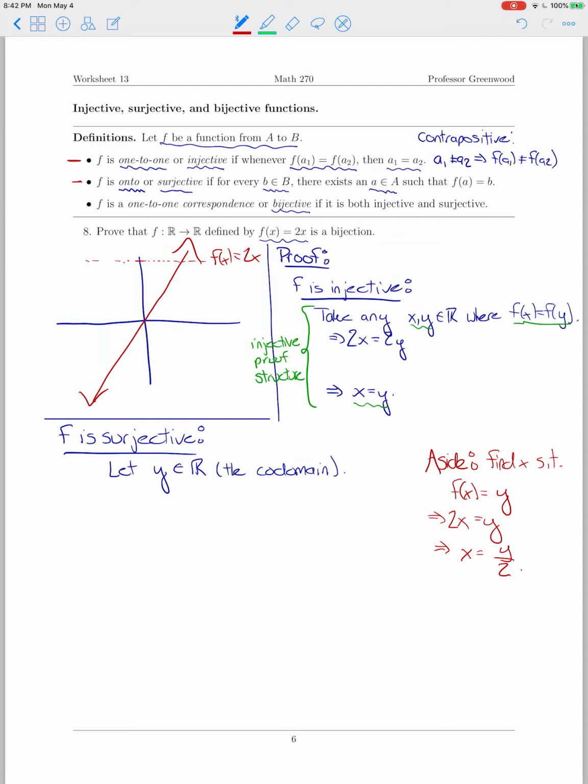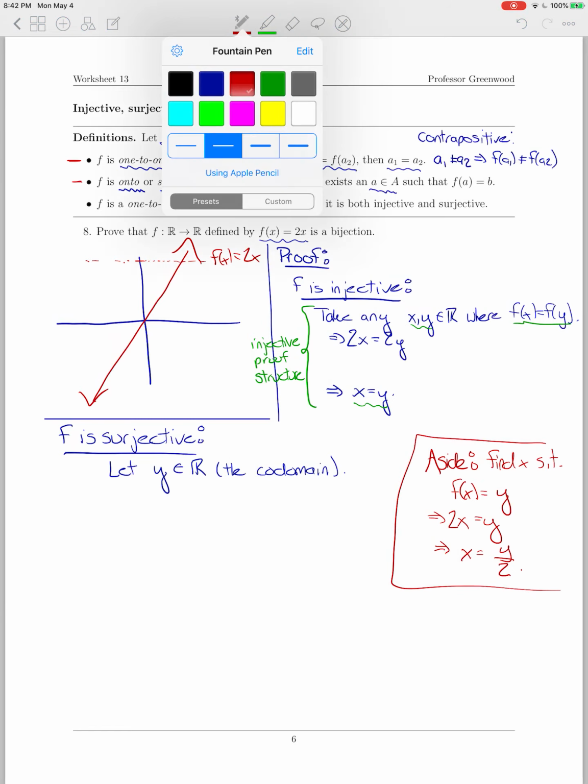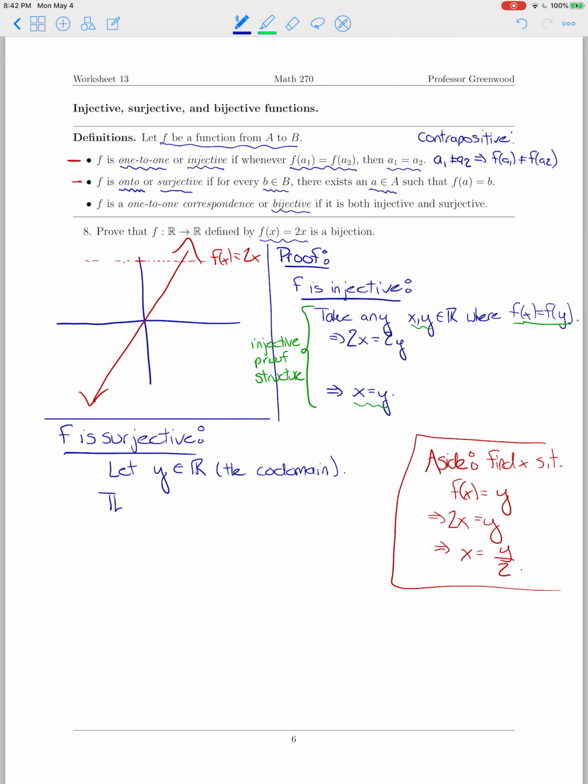This function, again, is really simple, and so you probably could have seen that without writing this out, but some of the time when the function's more complicated, you'll have no choice but to do some sort of aside here to solve for it. In this case, I can say that y over 2 is in R as well, and f of y over 2 is equal to 2 times y over 2, which is equal to y. That implies that y is hit by f. And since y was arbitrary, that implies that f is surjective.